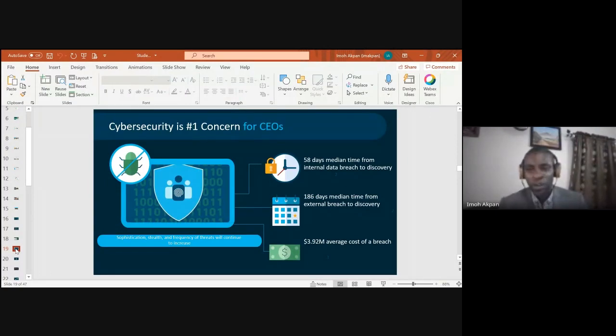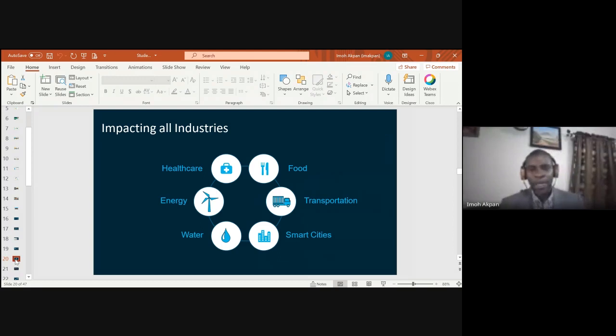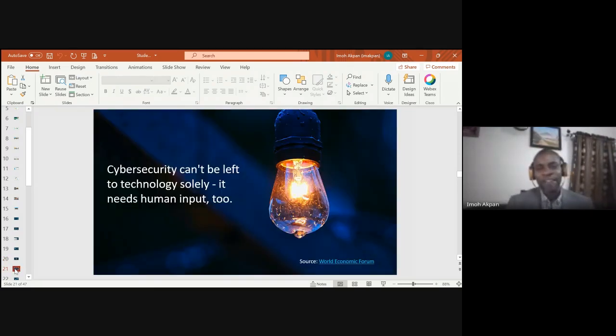Cybersecurity is the number 1 concern for a lot of CEOs, because of the breaches, the cost of attacks, and the funds that organizations have lost through cyber crime. So cybersecurity is a major concern, and it affects all industries, be it healthcare, energy, water, food, transportation, or smart city. Once things are connected, it opens the door to cyber crime, so different industries are affected.